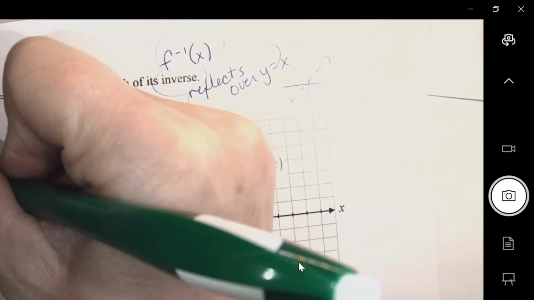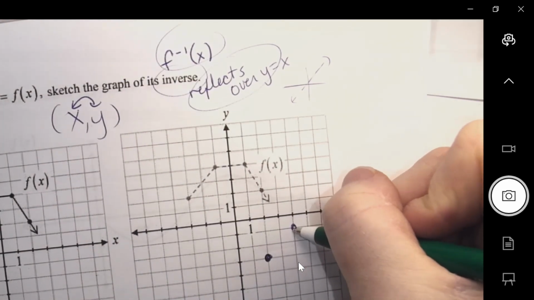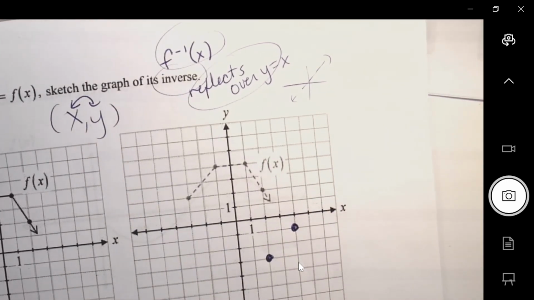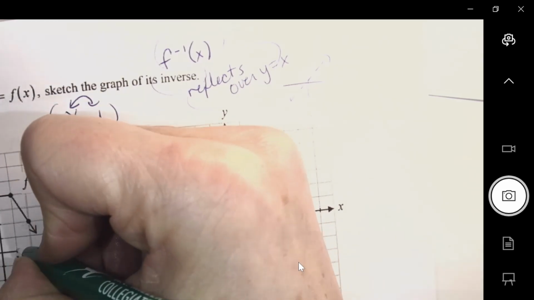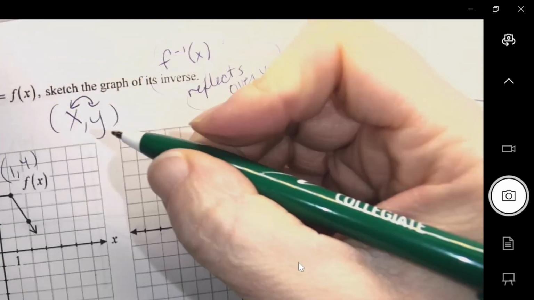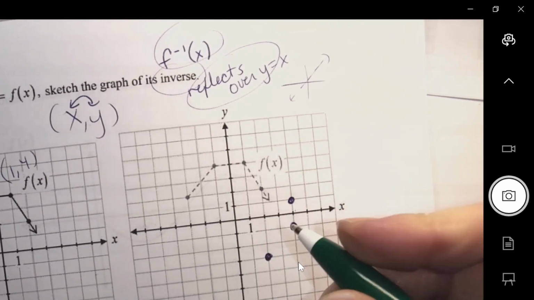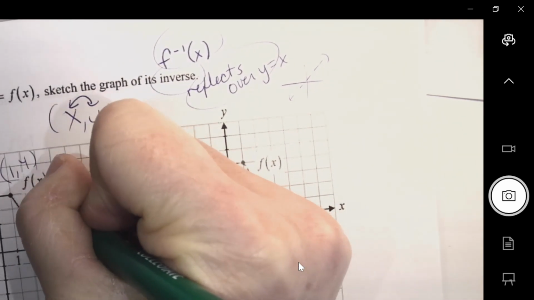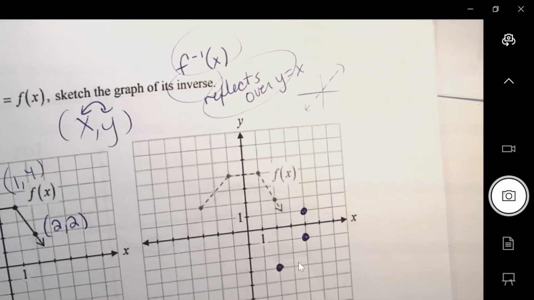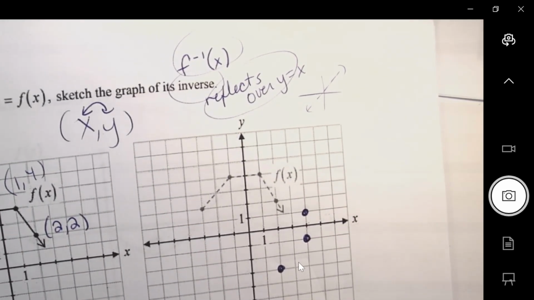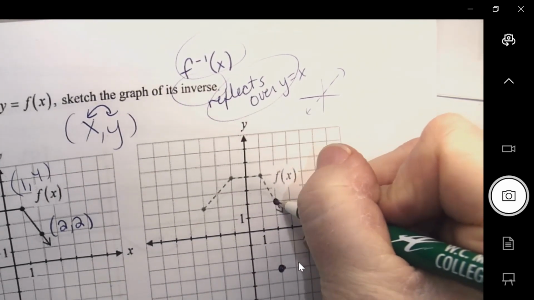-1, 4 becomes 4, -1. 1, 4 becomes 4, 1. 2, 2. What's special about 2, 2? It's going to stay. It's one of those invariant points because when you switch it, it wouldn't do anything.